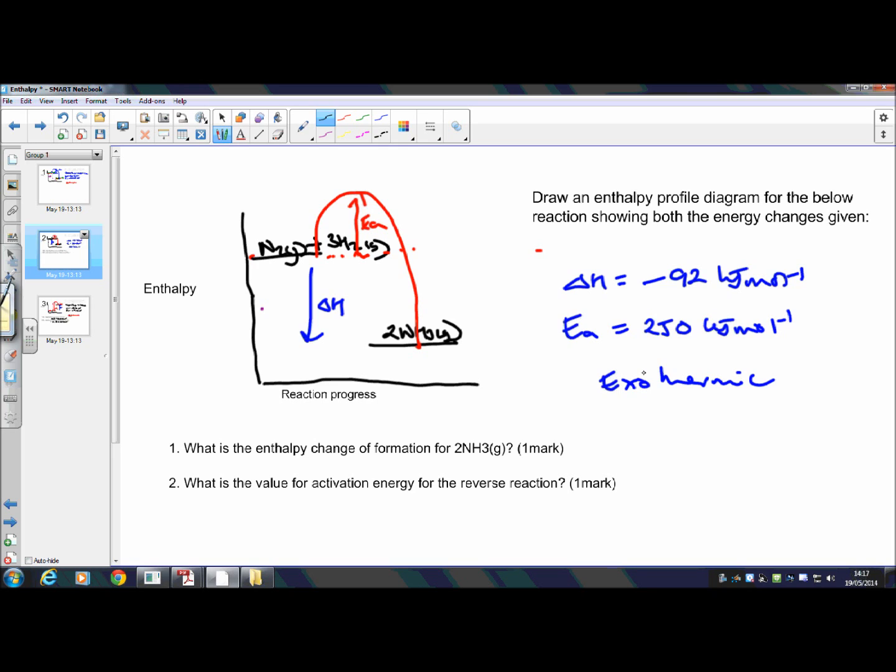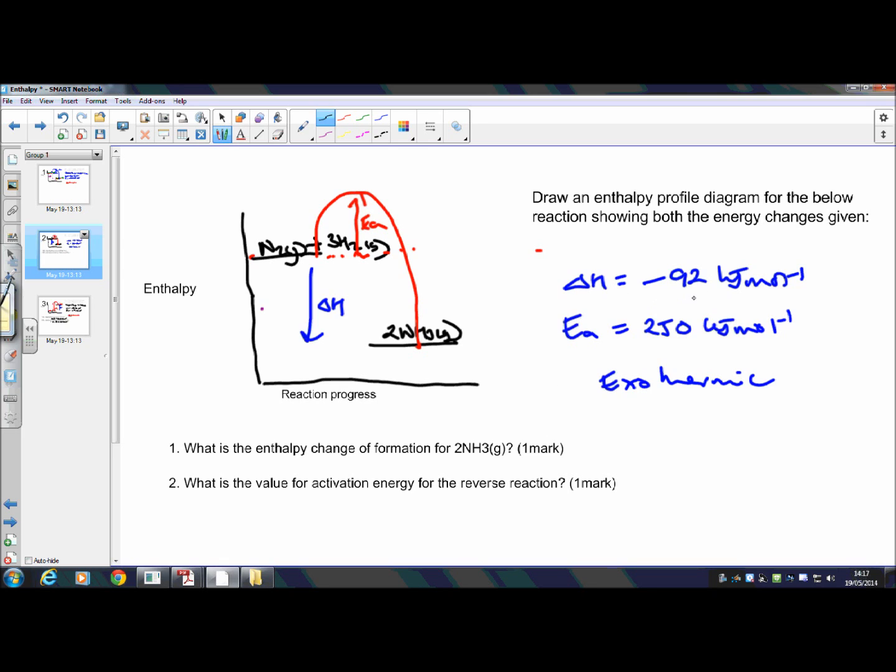Right, okay, so here we've got an enthalpy profile diagram for the exothermic reaction for the formation of ammonia. Again, we've got it labelled, the arrow's going down, it's delta H. We've got our activation energy labelled. The products are lower than the reactants. So what is the enthalpy change of formation of ammonia?